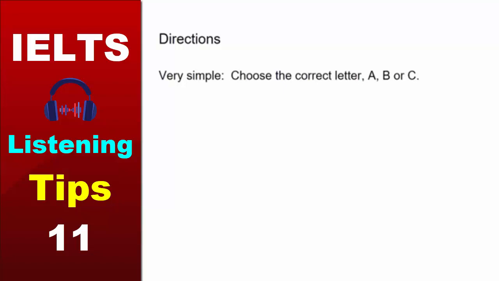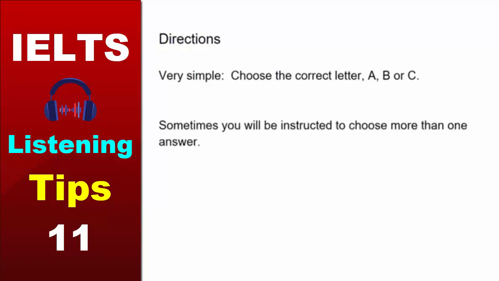The directions are very simple. You're just going to choose the correct letter, A, B, or C. It'll tell you which choices are possible there. Sometimes you will be instructed to choose more than one answer. In this case, there will be more answer choices provided. There may be 5 choices and they'll tell you choose 2, something like that. So you do have to read the directions, but if you see anything more than 3 answer choices, you know you have to choose more than one. Just like you always do, take a quick look at the directions to make sure you know exactly how many answer choices you should select.